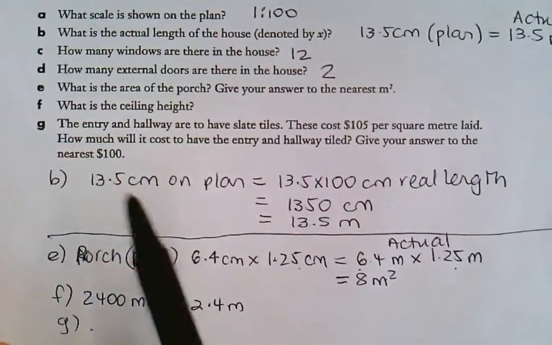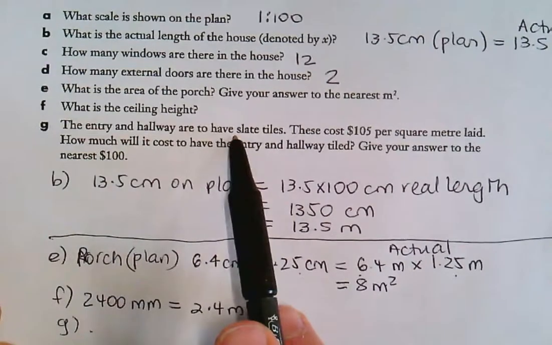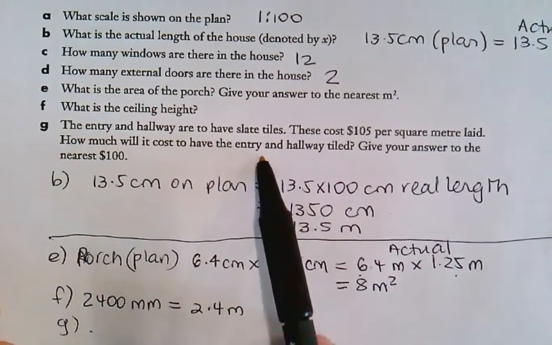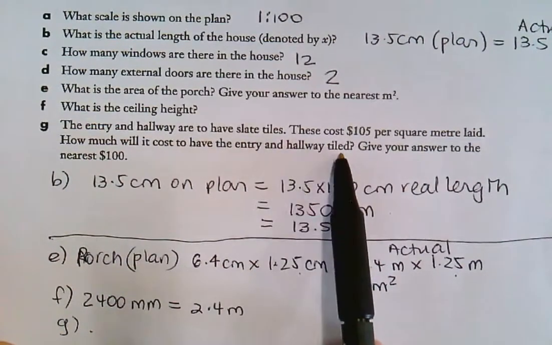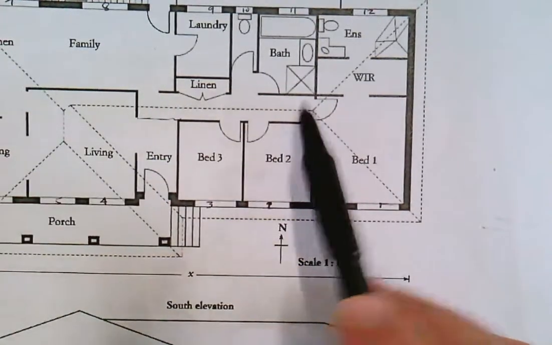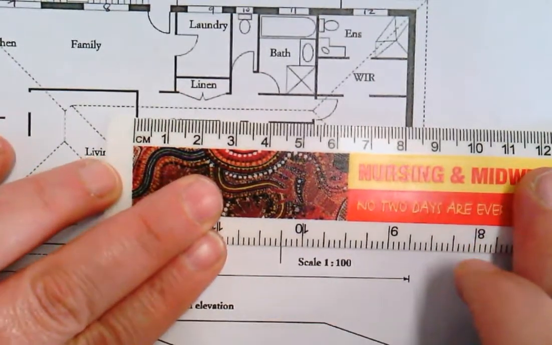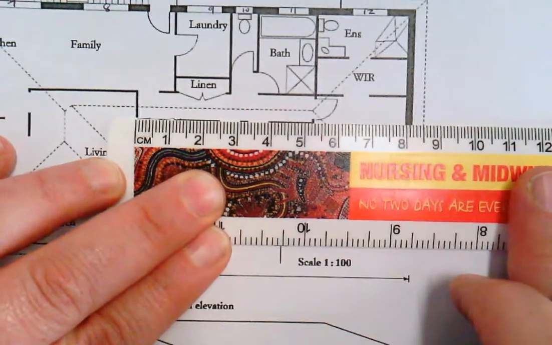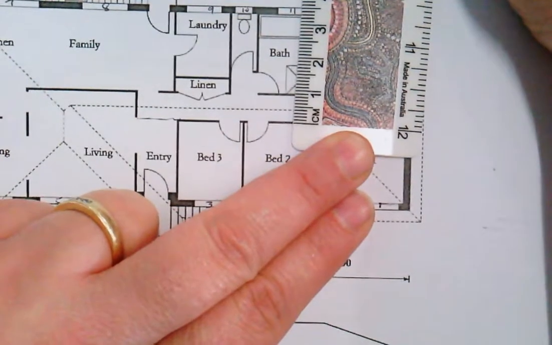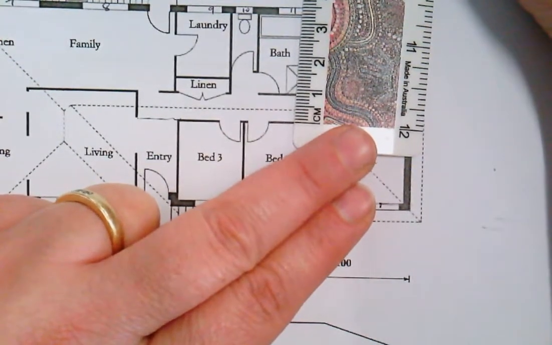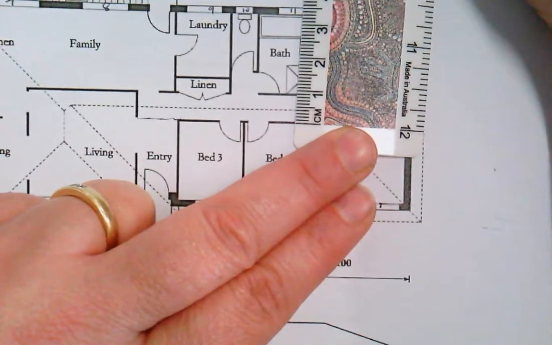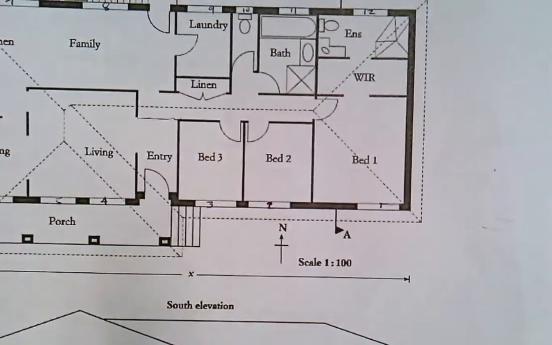And part G: the entry and hallway are to have slate tiles. They cost $105 a square metre laid. How much will it cost to have the entry and the hallway tiled? This is the entry, this is the hallway. Let's measure. The hallway is 5.2 by 0.85, not very wide.